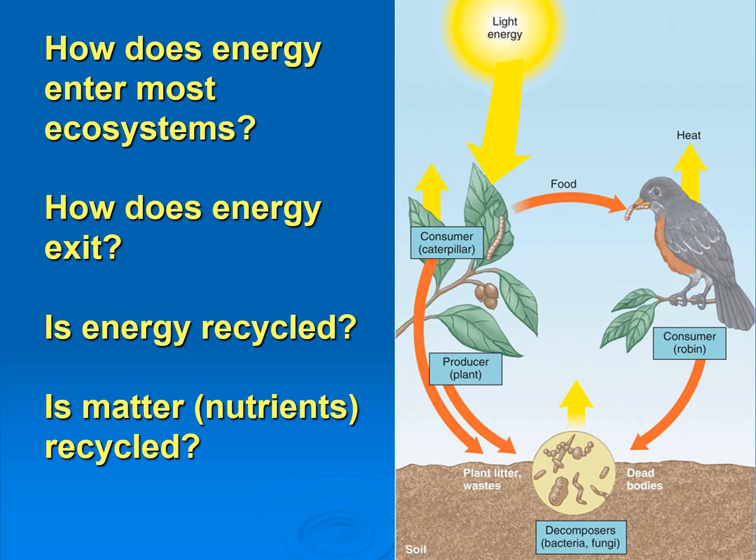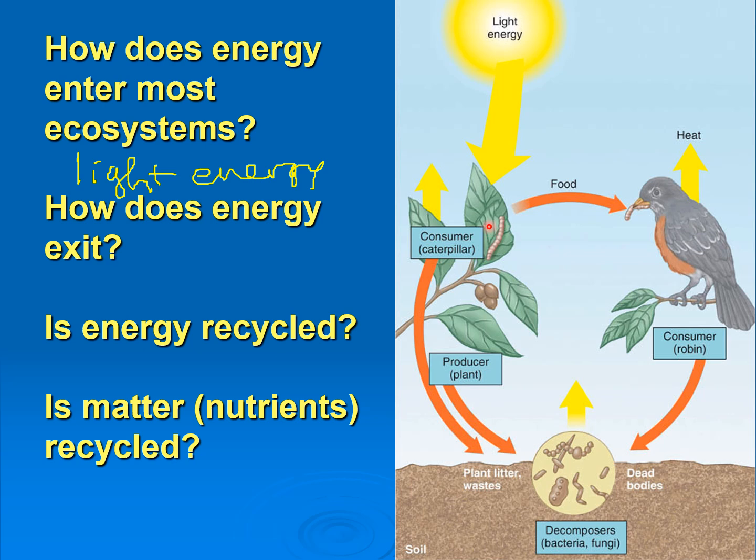So if you look at this picture over here on the right, how does energy enter most ecosystems? We can see that in most ecosystems, energy is going to enter as light energy. And if we follow the light energy, you can see that it's going to get converted into chemical energy by this plant here. And then that can get converted to other chemical energy by these decomposers.